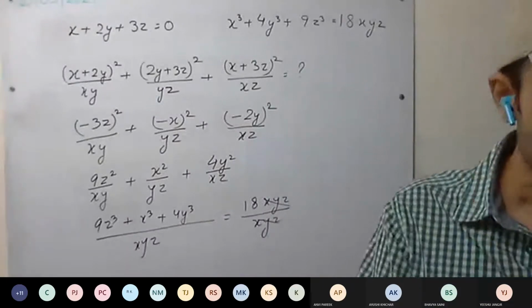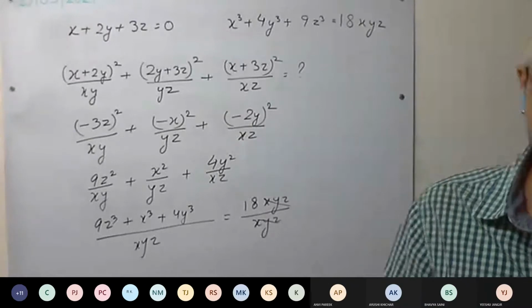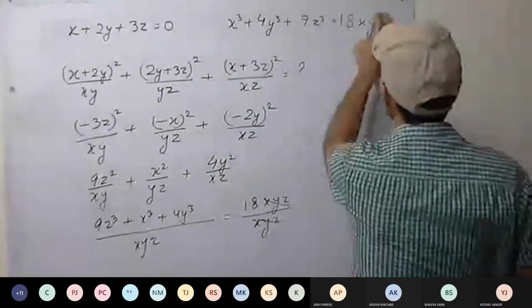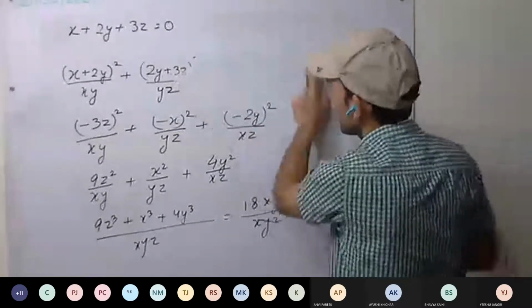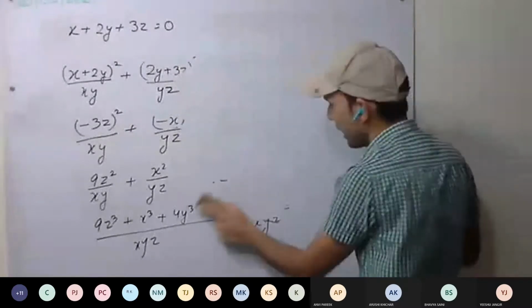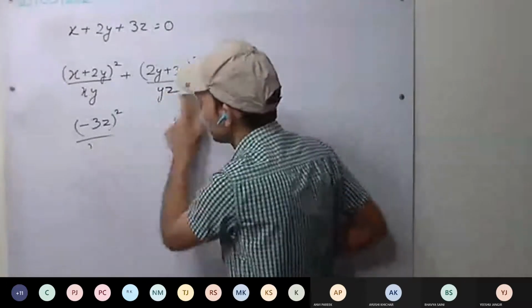Yes, sir. Okay, then do the second one. a minus 1 upon a, you have to find the value. Do the second one. a plus 1 upon a is given. How can you calculate the value of a minus 1 upon a? Calculate its value.